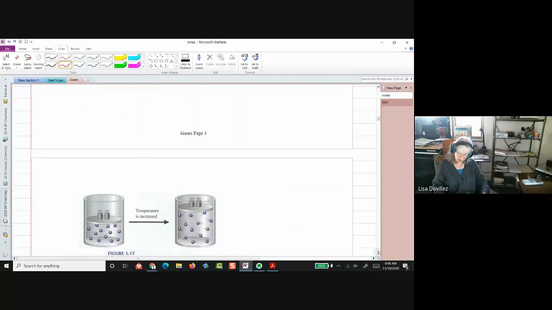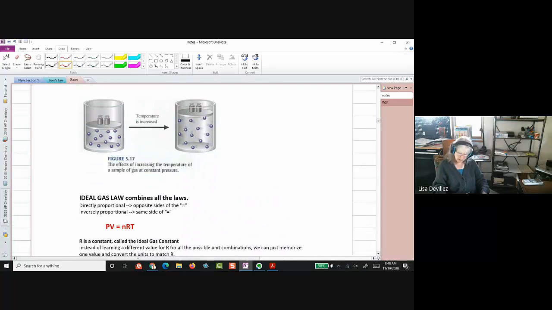Okay, so now what you'll see, and we're going to talk about this ideal gas law in a little more detail later, is if I bring them all together into one statement of this relationship, things that are directly proportional to each other are going to be on opposite sides of the equal sign. If they are inversely proportional, they're going to be on the same side. So if we look here, this thing we call the ideal gas law is bringing together all of those relationships that we just talked about.